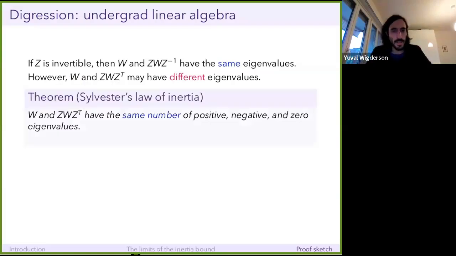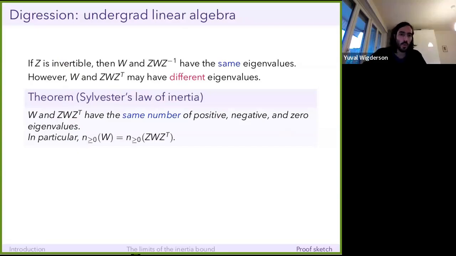So there's this amazing theorem called Sylvester's law of inertia, which says that W and ZWZ transpose, where Z is any invertible matrix, they'll have totally different eigenvalues, but they'll have the same number of positive eigenvalues and the same number of negative eigenvalues and the same number of zero eigenvalues. And in particular, the quantity we care about, the number of non-negative eigenvalues, is invariant under this congruence operation.